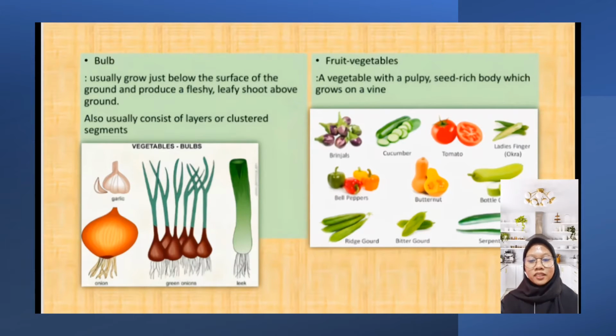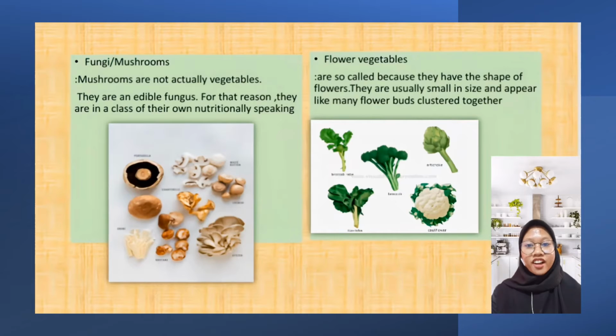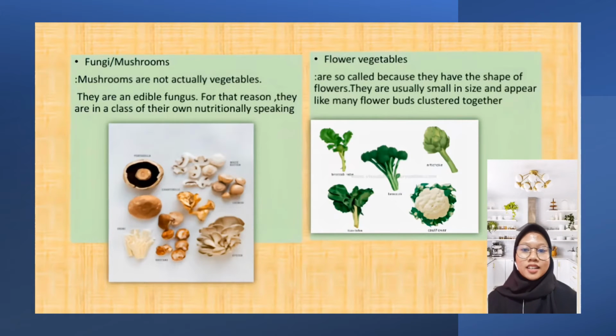Next, fruit vegetables are vegetables with a pulpy, seed-rich body which grow on a vine, such as tomato, bell pepper, and cucumber. After that, fungi or mushrooms. Mushrooms are not actually vegetables, they are an edible fungus. For that reason, they are in a class of their own nutritionally, such as enoki, shiitake, and oyster. Lastly, flower vegetables are so called because they have the shape of flowers. They are usually small in size and appear like many flower buds clustered together, such as broccoli, artichoke, and cauliflower.